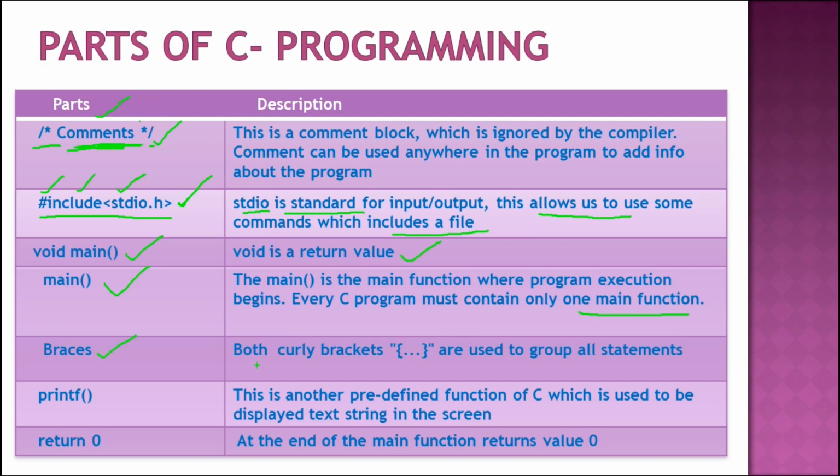Curly braces are used to group all our statements. Printf is another predefined function of C which is used to display the text string on the screen. Return 0: at the end of the main function the value will be 0, because after the completion of our program we give return 0 at the end. If our program is successful, it will return 0, otherwise it will return a value other than 0.